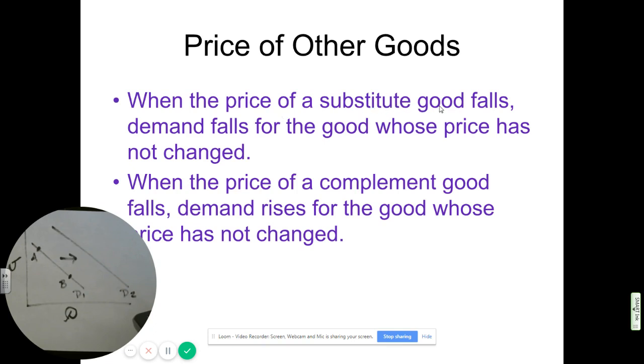So when the price of a substitute goes up, let's think about if the price of Aquafina goes up, how are we going to react? What's going to happen to our demand for Dasani because of that? Keep in mind, the price of Dasani has never changed, but the price of Aquafina went up, so that's going to cause our demand for Dasani to actually increase and shift to the right because we're going to substitute Dasani for Aquafina.